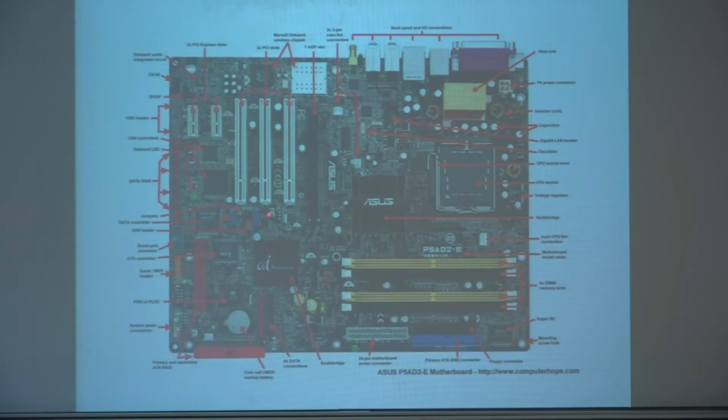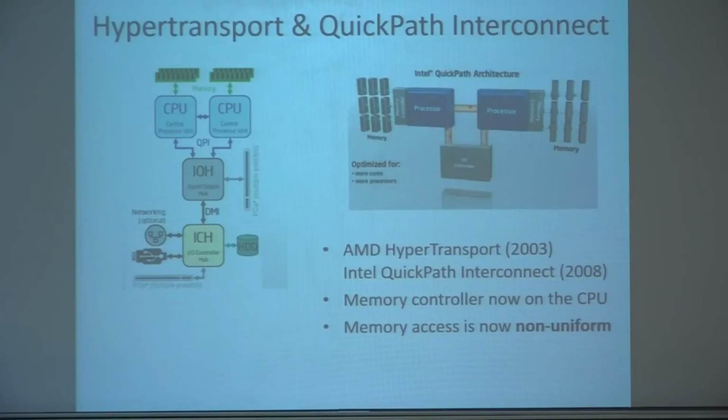And the South Bridge is connected to these PCI slots, which are connected to your slower peripherals. If the CPU needed to access something that's on this interface, then it would go through the North Bridge, the South Bridge over here, and then back again. Okay, so this is the pre-2008 picture. All right, so now what do we have?